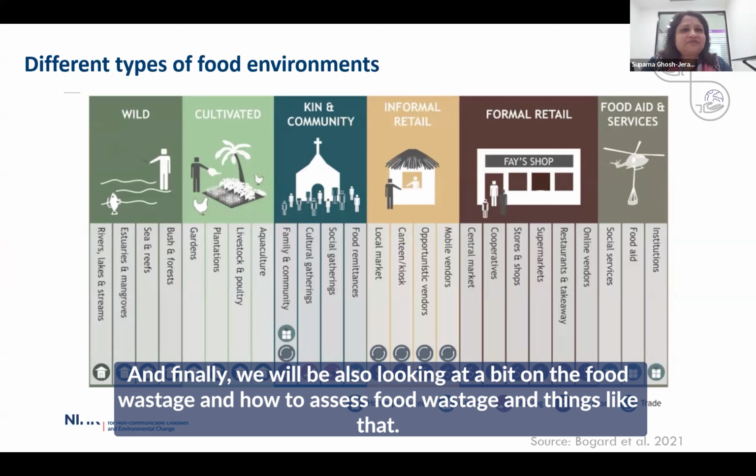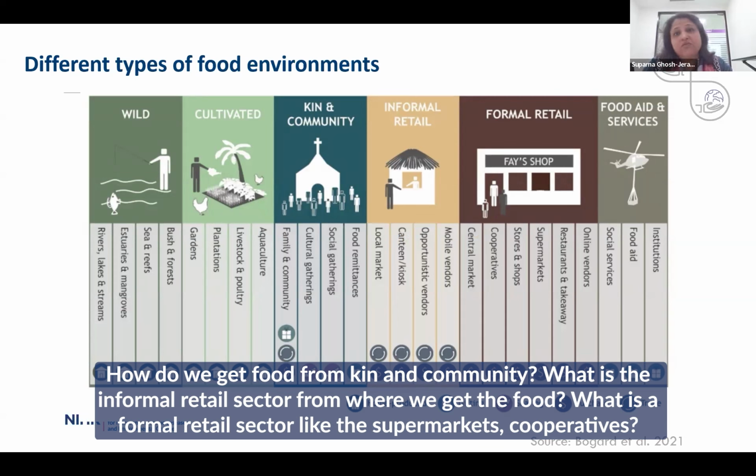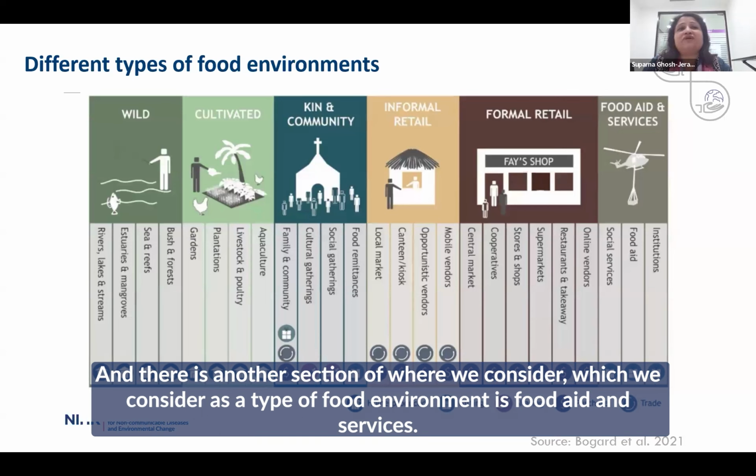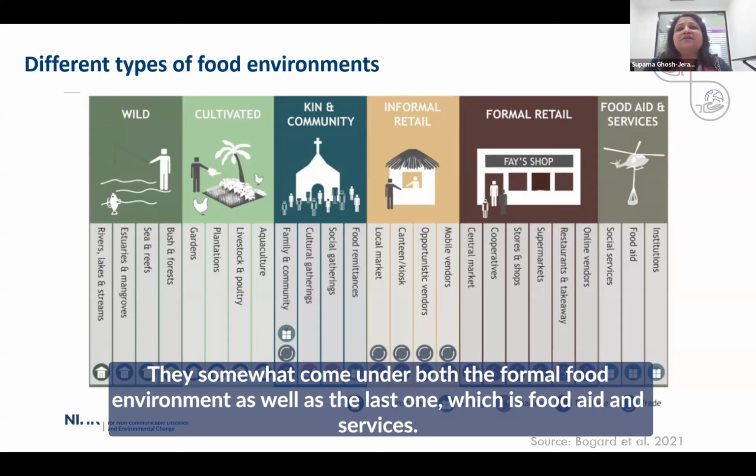So these are the different types of food environment. I won't go into the details. We know what is wild, what is cultivated. How do we get food from kin and community? What is the informal retail sector from where we get the food? What is a formal retail sector, like the supermarkets, cooperatives? And there is another section which we consider as a type of food environment, which is food aid and services. So the supplementary feeding programs and the public food procurement programs somewhat come under the formal food environment as well as the last one, which is food aid and services.